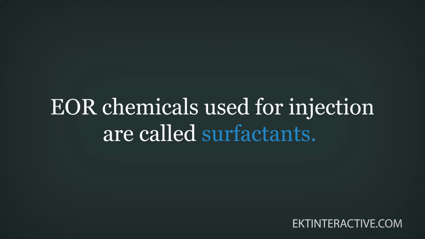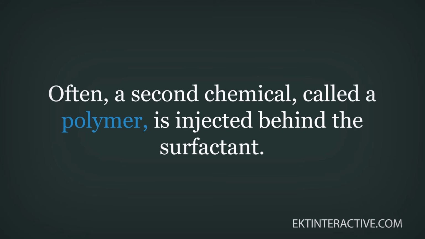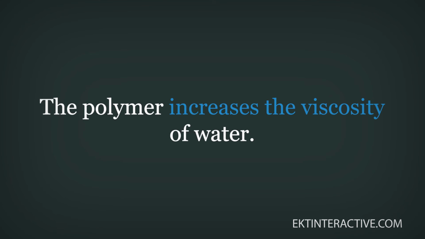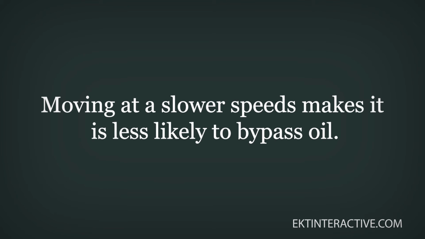EOR chemicals used for injection are called surfactants. A surfactant is a special compound that causes oil and water to mix. Often, a second chemical, called a polymer, is injected behind the surfactant. The polymer increases the viscosity of water. This slows the speed of the water as it moves through the reservoir. Moving at slower speeds makes it less likely to bypass oil.